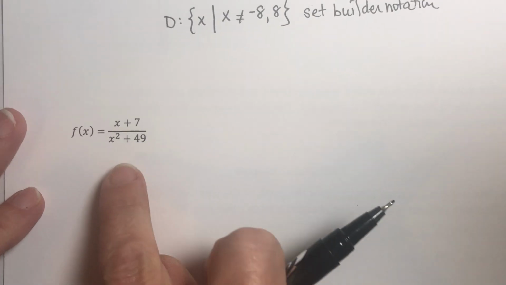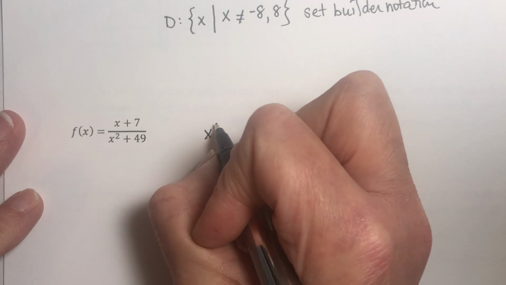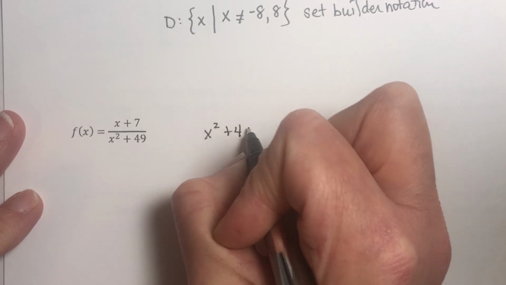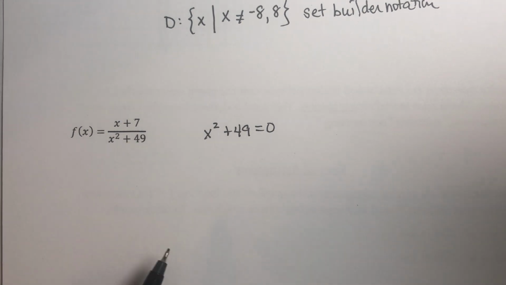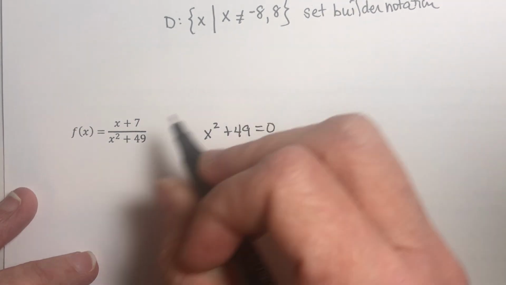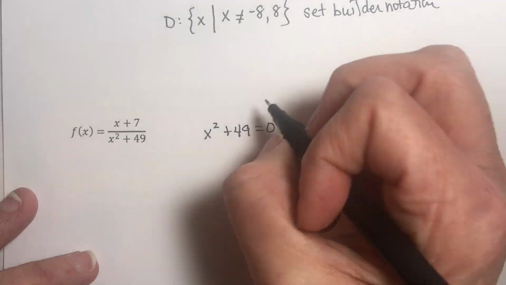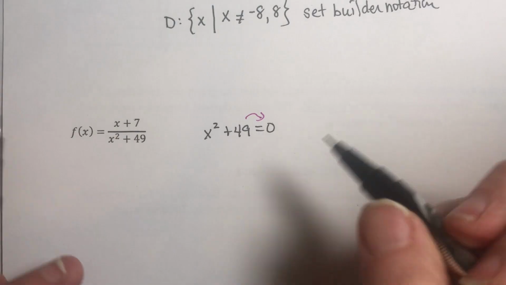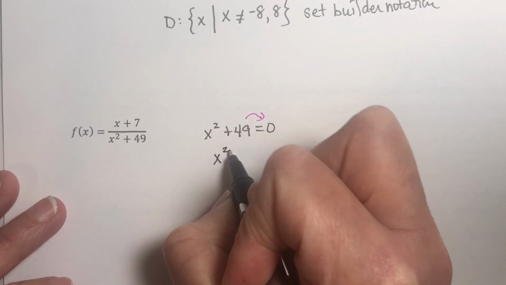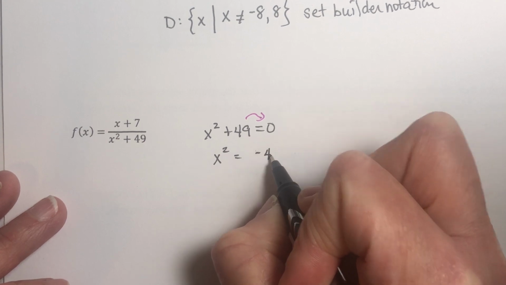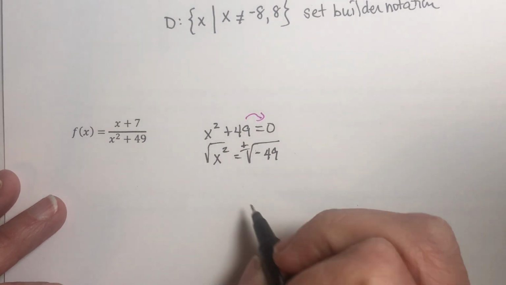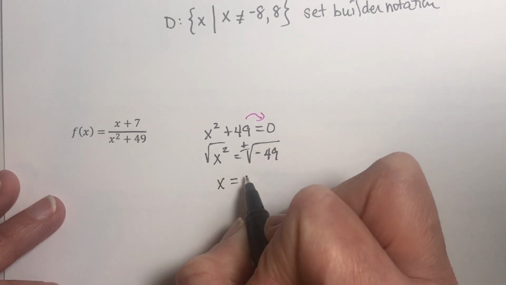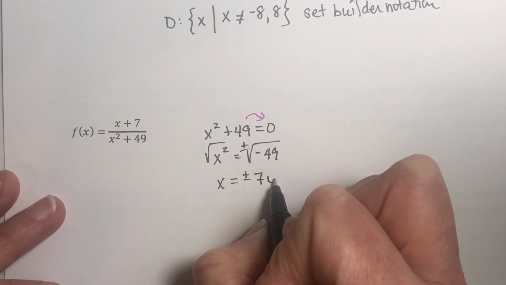Do the same thing here. Take your denominator and set it equal to 0. And then, well, this is also set up for square root properties. I'm going to subtract 49 from both sides. I get x squared equal to -49. Take the square root of both sides, put a plus or minus here, and you get that x equals plus or minus 7i.